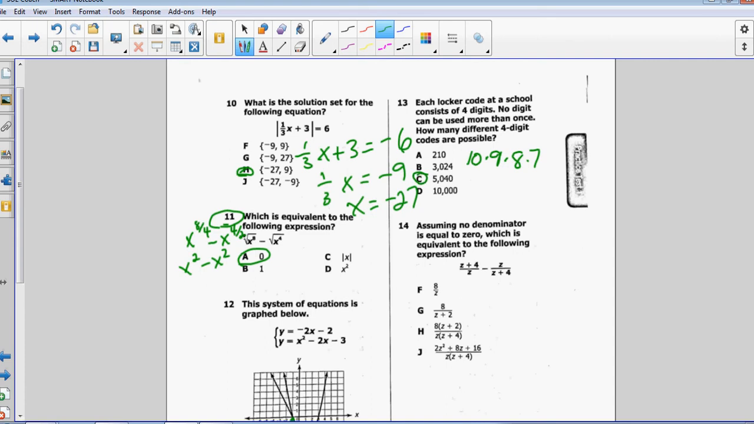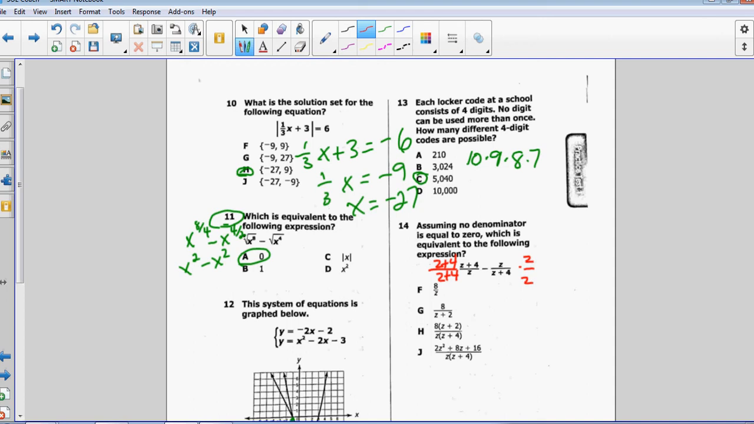And in problem 14, no denominator is equal to 0, which is equivalent to the following expression. So we need to get a common denominator to solve this. So your first fraction is going to be multiplied by z plus 4, because you need z plus 4 in the denominator there, and z plus 4. And the second fraction is going to be times z over z.